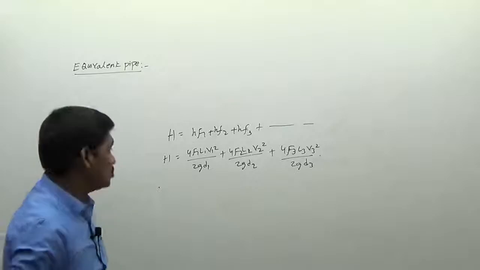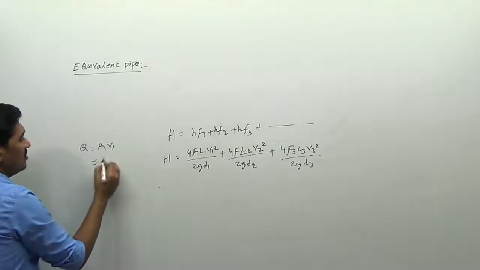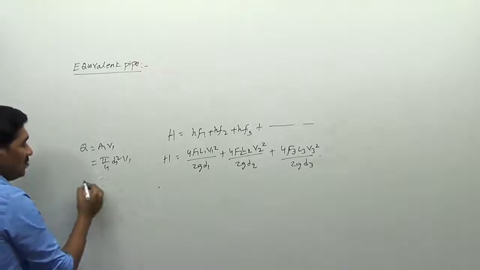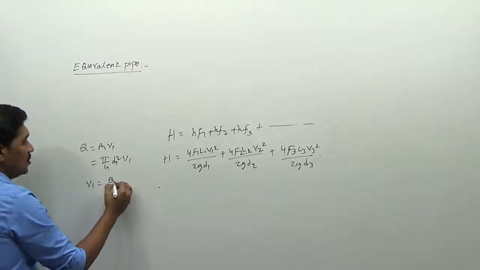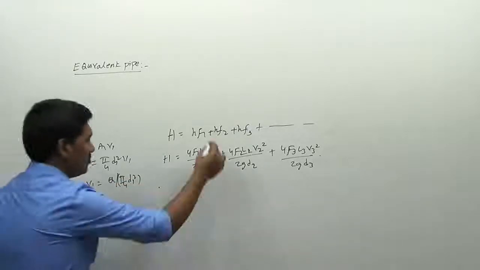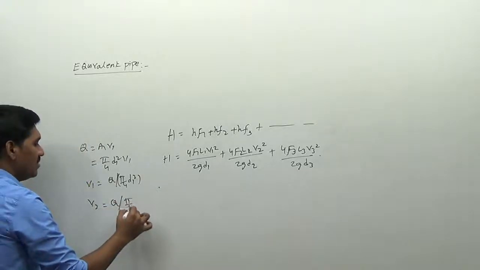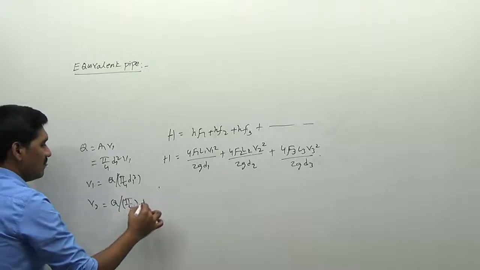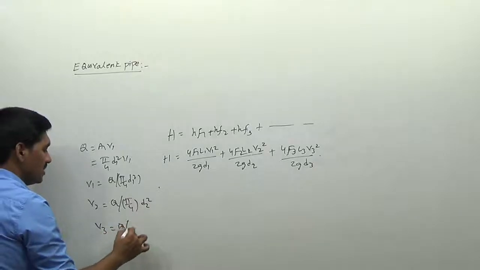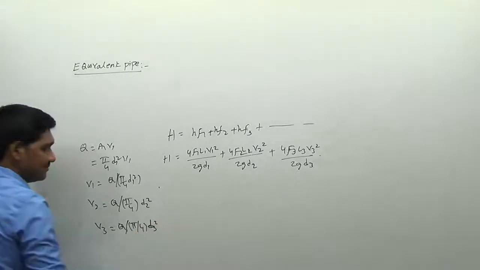I will be calculating the value of discharge Q for you. Discharge Q is Q = A1 × V1, where A1 is π/4 D² times V1. Therefore V1 = Q / (π/4 × D1²). In the same way, V2 = Q / (π/4 × D2²), and V3 = Q / (π/4 × D3²).